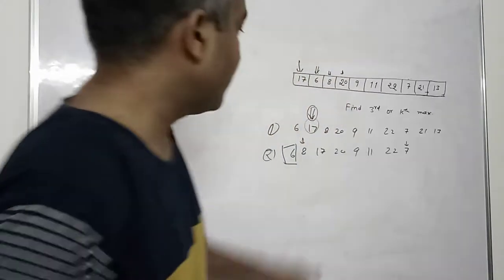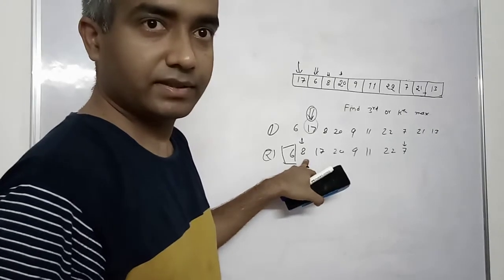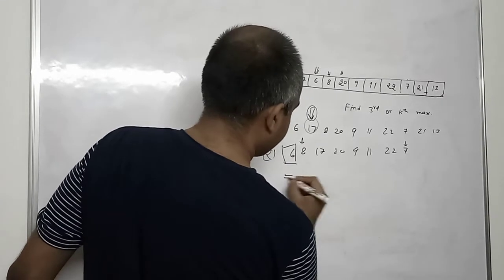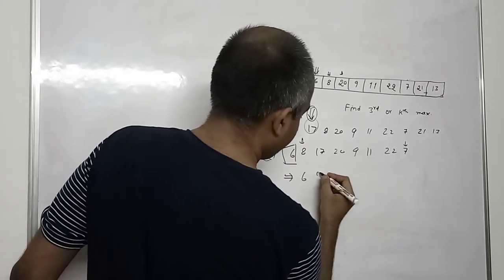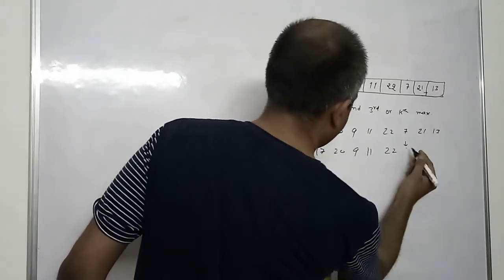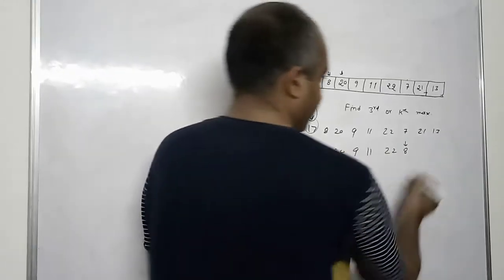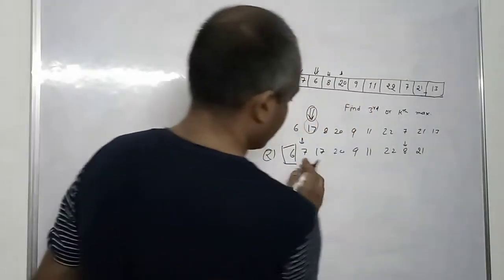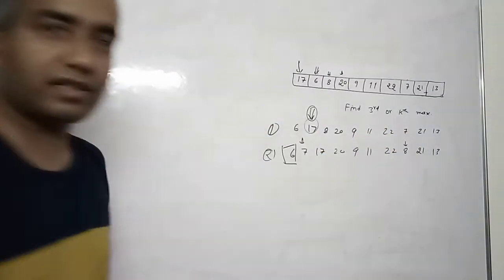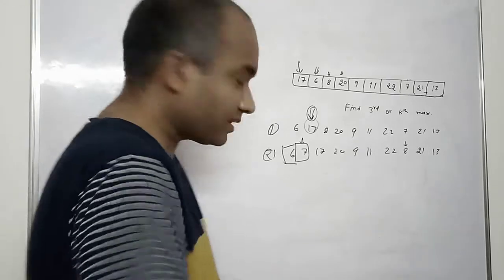When you reach 7, you find that 7 is smaller than 8, right? So what will you do? You will simply swap, and it will look like this. 7 should be here and 8 should be here, right? 8 reaches there. Now you will go to 21, no swapping needed. Now you will go to 13, 13 is greater than 7, so no swapping needed. Right? So in this way, this is the selection sort algorithm.